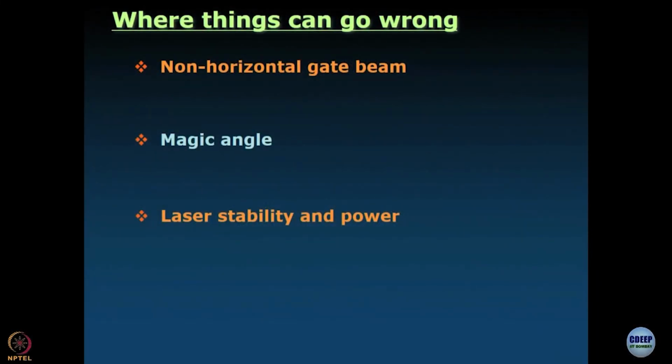Second thing is magic angle. If your magic angle is not setting properly, and setting the magic angle is a bit of a bother, because this Berek plate is a little tricky thing, but you have to learn it and you have to do it, because if it is not at magic angle, now which component will be affected? The short component, it has to be at magic angle.